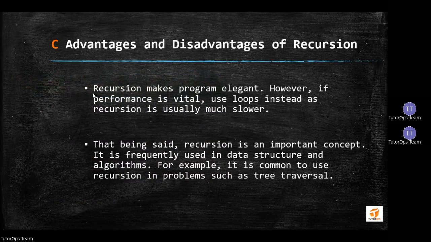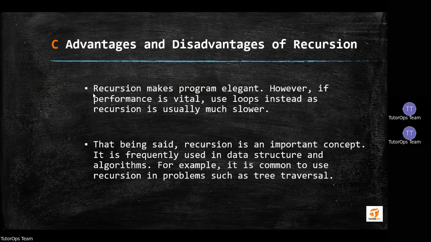Recursion has some advantages and some disadvantages. Recursion makes programs elegant, meaning it looks like a very good program. However, if performance is vital, use loops instead, as recursion is usually much slower. When we use recursion, it performs slower than if we use the same logic in loops. So try to avoid recursion and use loops instead.